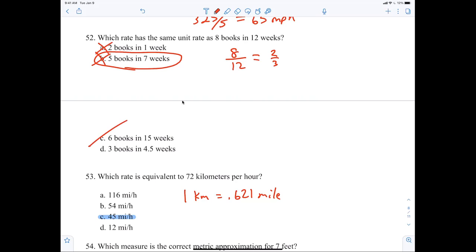Yeah, do you see what I mean? Right. Correct answer for 52 was D. All right, James, help me out. 54.